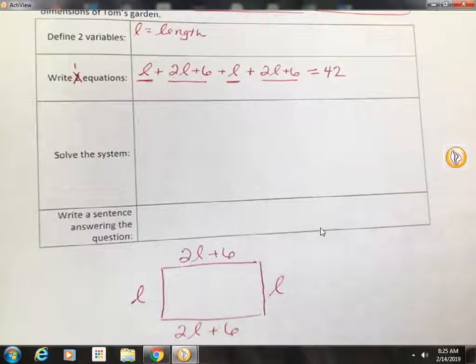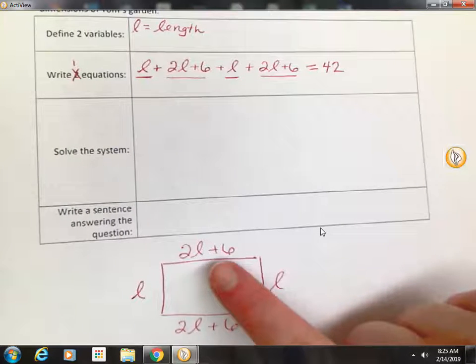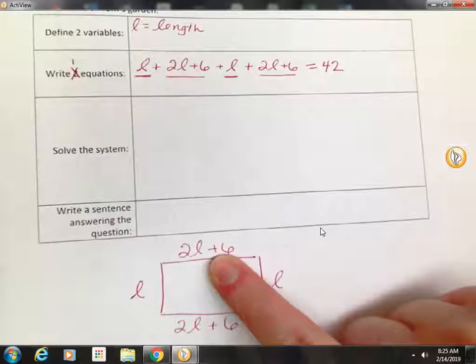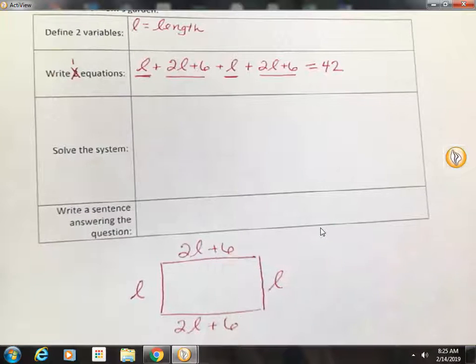Now with this, I could obviously solve this equation for my length, correct? Now if I know my length, couldn't I figure out my width? So I don't think I need another equation. I've got an equation with one variable. I can solve this for length. So let's go ahead and solve.